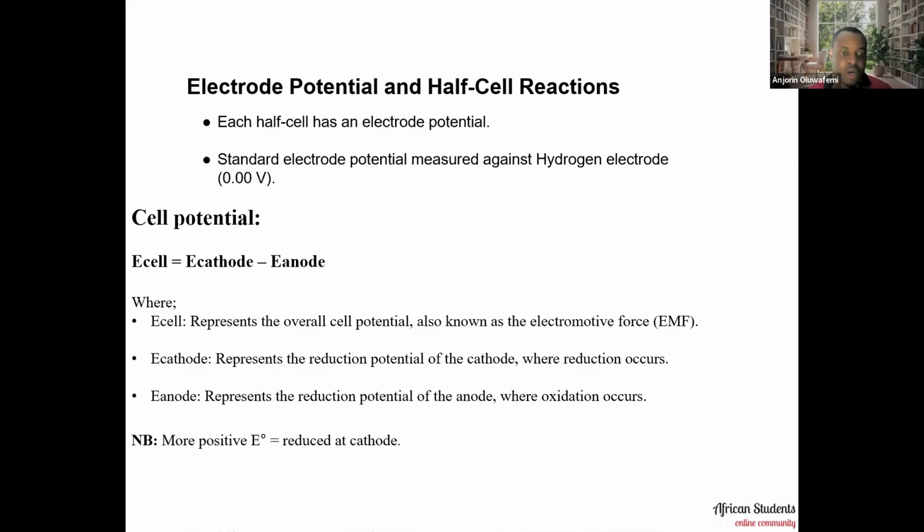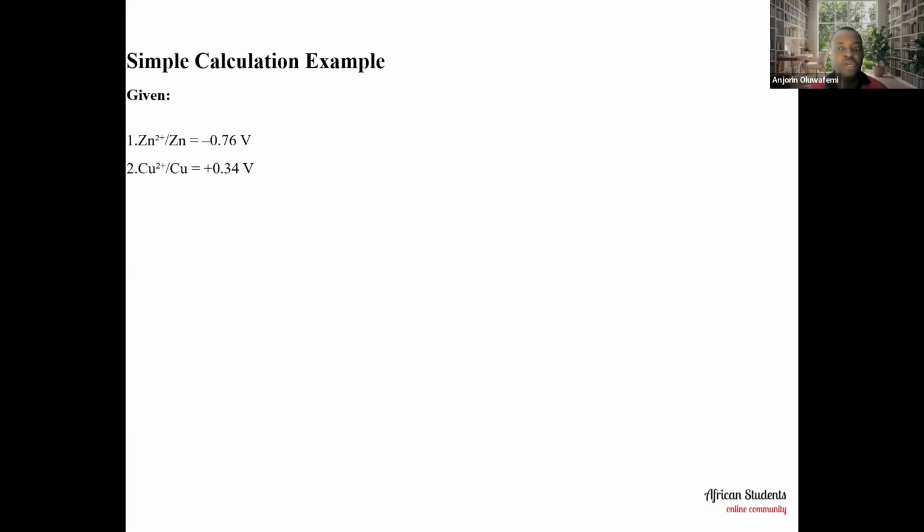Okay. So we must note that positive standard cell potential equals reduction at the cathode. So there will be a reduction at the cathode. Let's take note of that. Let's look at an example to utilize the formula.